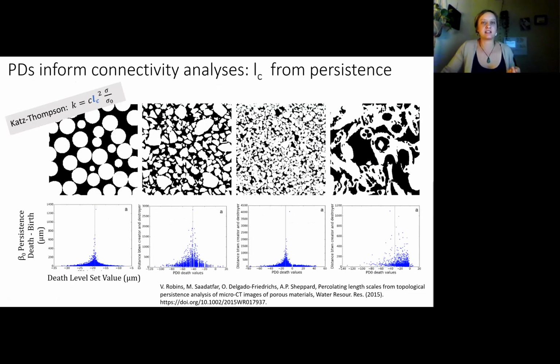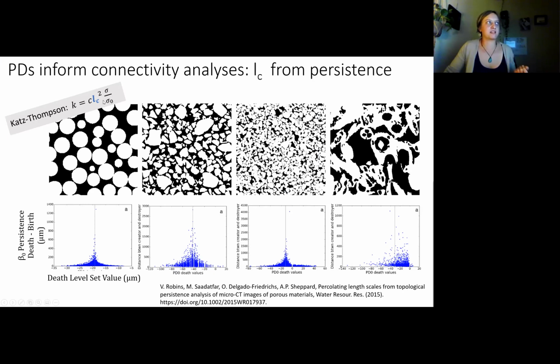Okay, we can also get quantification of properties that are relative to connectivity. So this is an example from my colleague at ANU, Vanessa Robbins, and she's been a pioneer in this particular topological data analysis technique. And what she showed in this paper was that looking at a range of different classes of porous materials, if you look at the throat that corresponds to the most highly persistent Betti zero feature, so that's the death value of the most highly persistent Betti zero feature, that throat represents the critical length for the porous media.